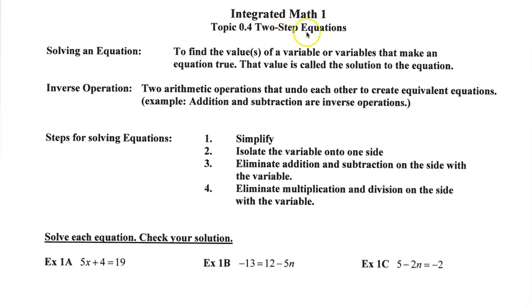Two-step equations. In this video, we're going to talk about how to solve two-step equations. Just like before, solving an equation is just trying to find the value of the variable that makes the equation true. How do we do that? We do what's called inverse operations, where we cancel out the equivalent operation by using its inverse. So if you have a positive value, you probably want to subtract it from both sides. If you have something being multiplied, you probably want to divide both sides by it.